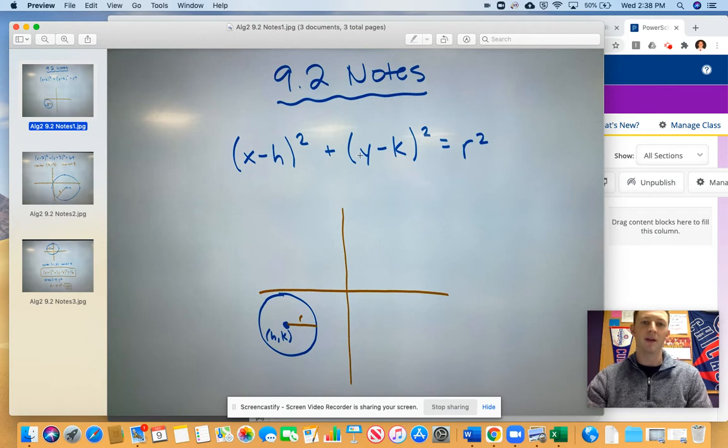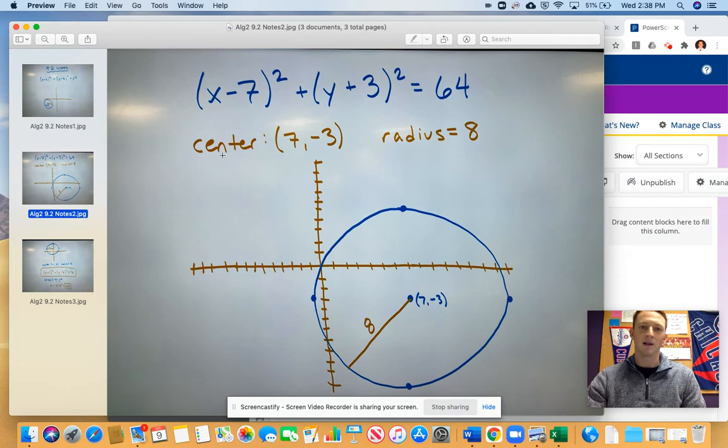Notice we have x minus and y minus. So just like we've been working with a lot of the time, we flip the sign actually. So if we see the standard form, we're going to eventually be able to draw a circle, something like this. Let's see it kind of in action.